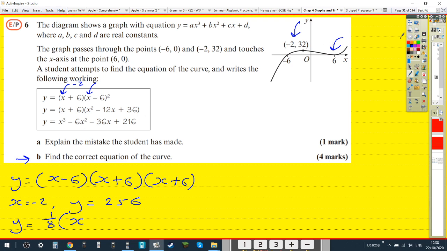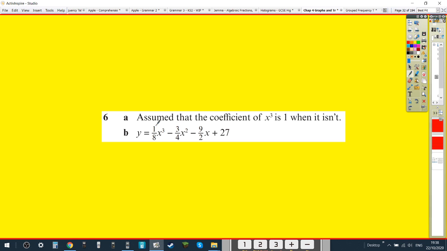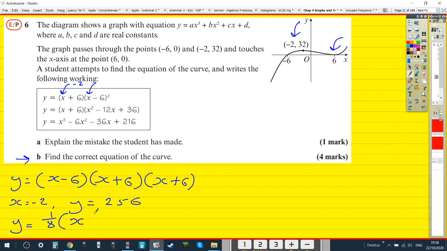Or maybe we did. Let's take a look. So you expand it. So it should be an eighth. And then when you expand it, you get there. So they assume that the coefficient of x cubed is 1 when it isn't. I think the plus and minus, is it the other way around? So if x equals 6, then when you put in the bracket, it becomes x minus 6. So it's the x minus 6 that's there twice, and the x plus 6 that's there once. We get the same thing. So they assumed that it would be 1x cubed, but it's actually 1 over 8 x cubed.